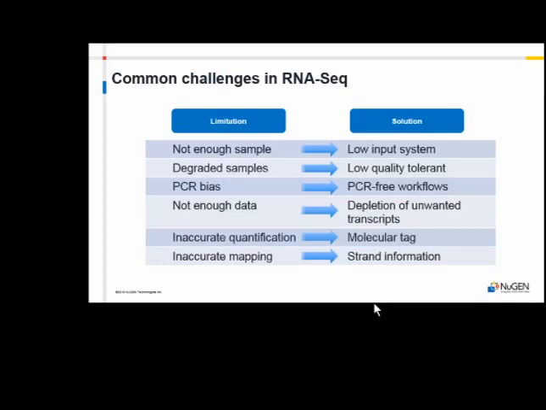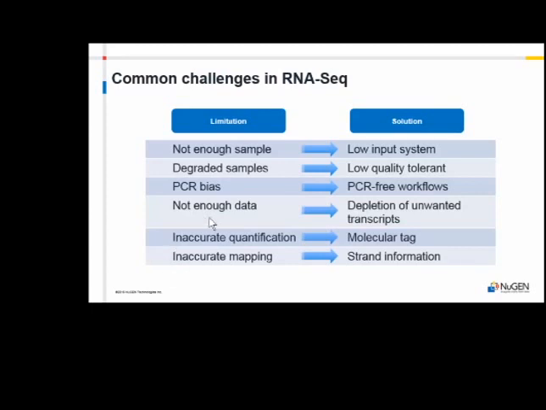While RNA-seq can provide a great deal of information about your sample types, there's also many challenges in preparing samples and generating data, such as limited or degraded samples, PCR bias or not enough data from your sequencing results, as well as inaccurate quantification and inaccurate mapping.